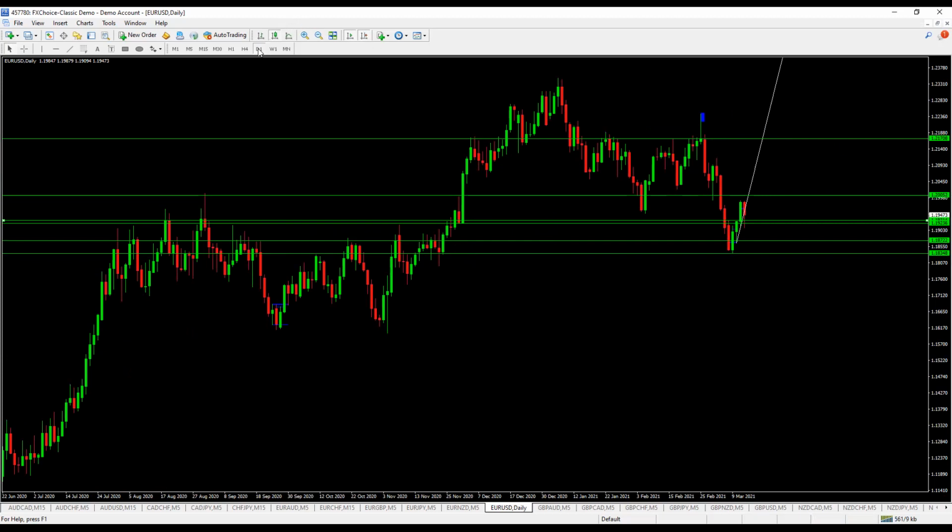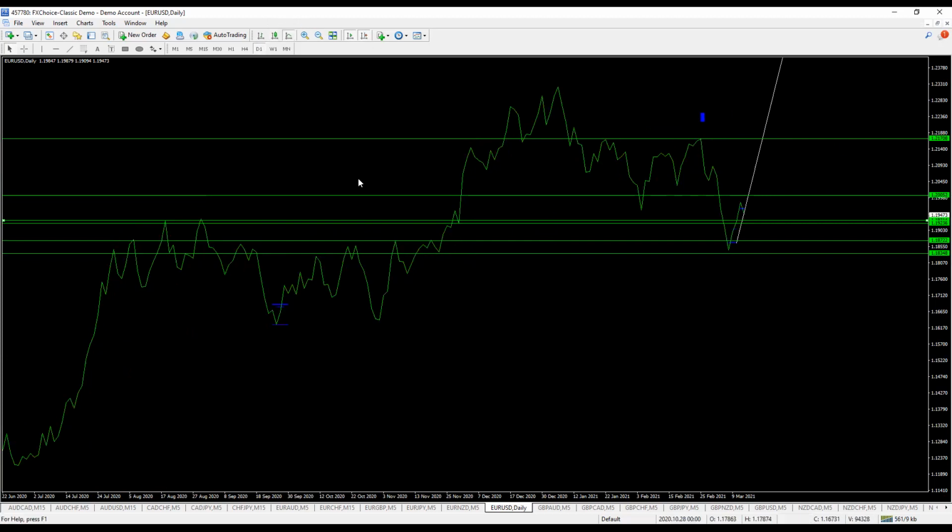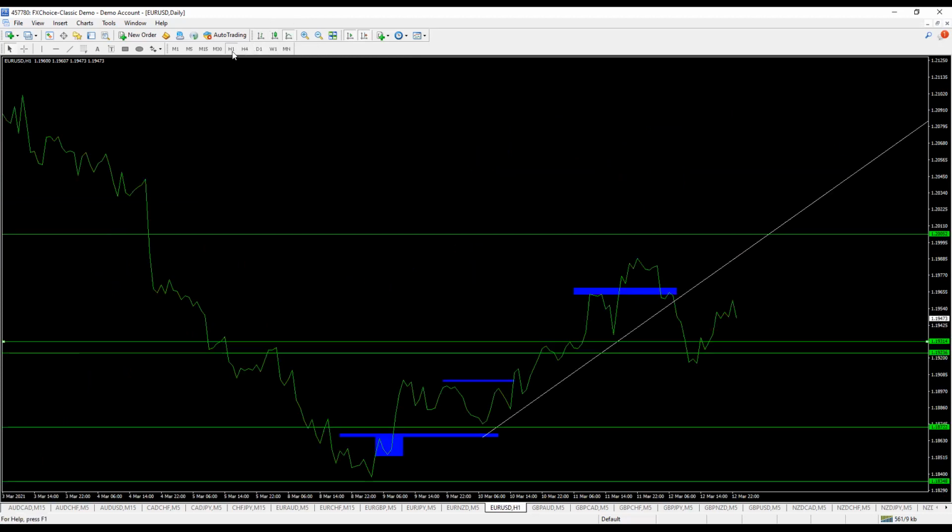So you do that. Mark your zones out, switch your line chart, mark your zones out, and then you can kind of get a visual as well.